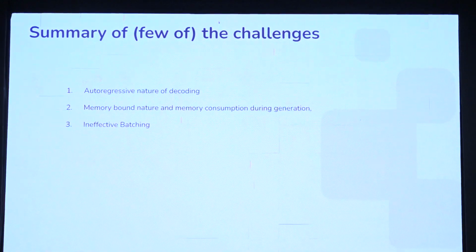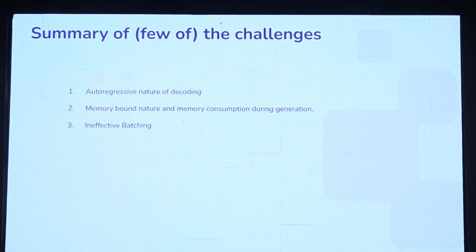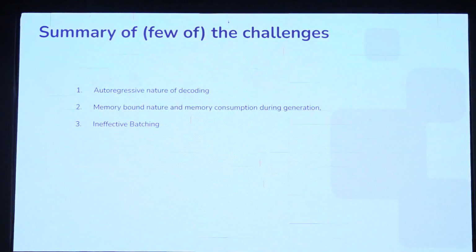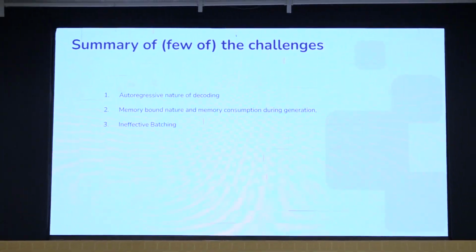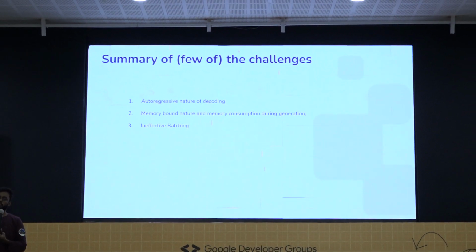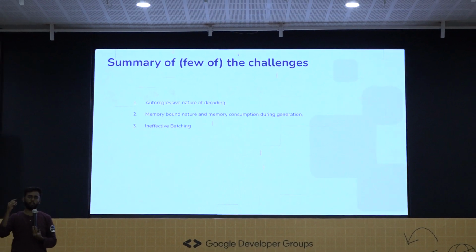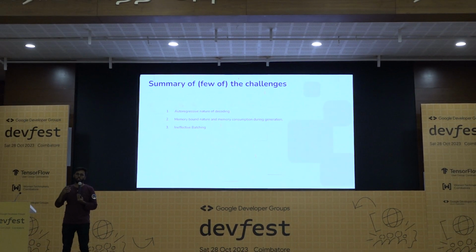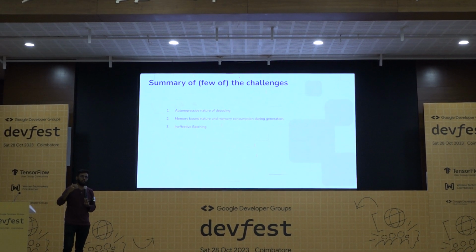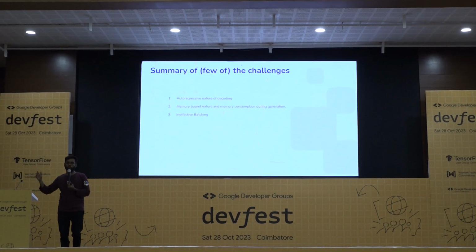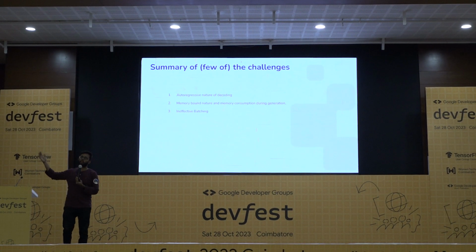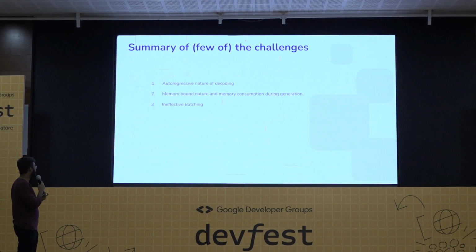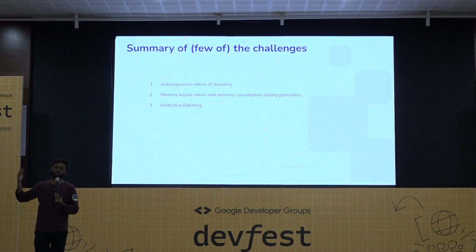Okay, so summary of the challenges, at least from whatever we saw here. First, the auto-regressive nature of decoding. Since with LLMs we have to generate token by token, we can't easily batch the sentences that we have, similar to what we can do with BERT or even prior models. That is one challenge.